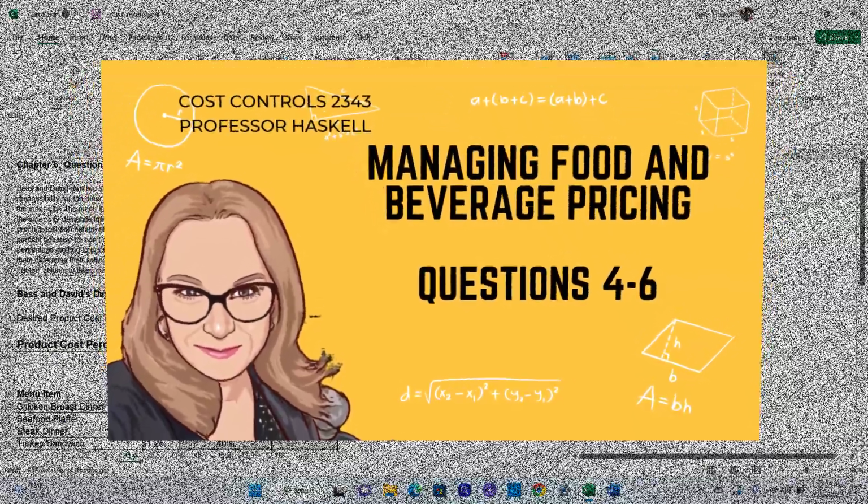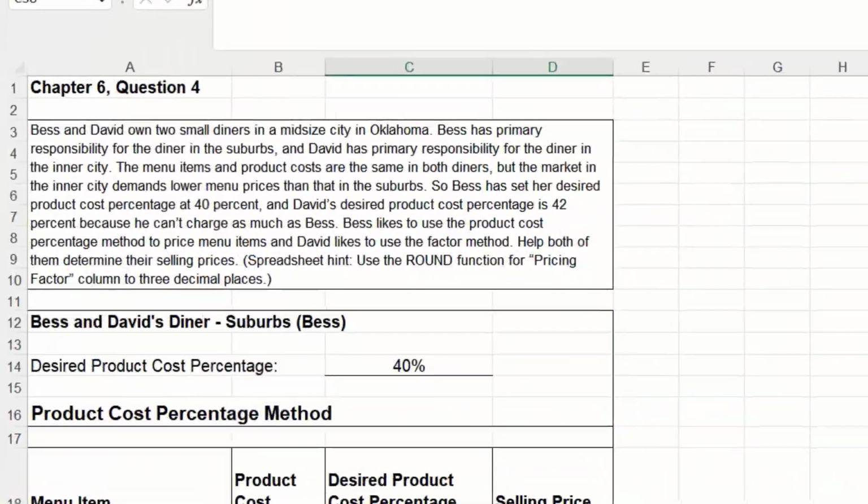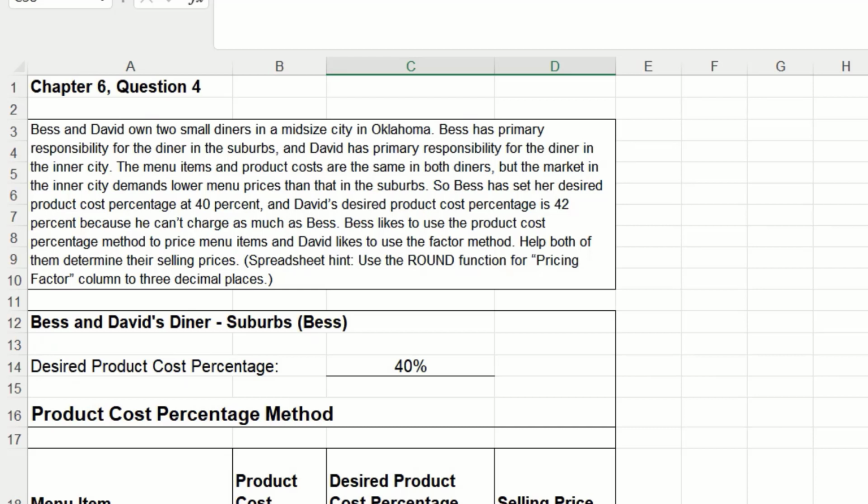All right, welcome back here to question number 4, chapter 6, where we are costing out and managing our pricing on our food and beverage items. Bess and David own 2 small diners in a mid-sized city in Oklahoma. Bess has primary responsibility for the diner in the suburbs, and David has primary responsibility for the diner in the inner city. The menu items and product costs are the same in both diners, but the market in the inner city demands lower menu prices than that in the suburbs.